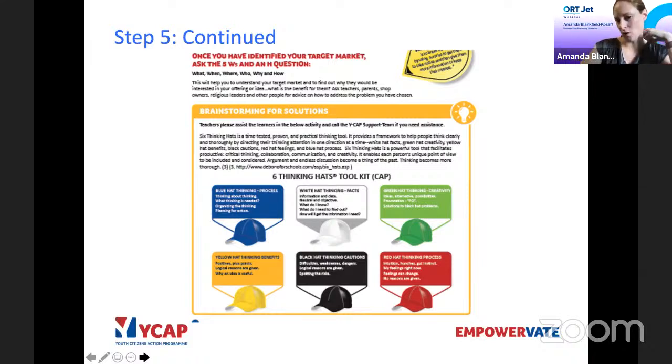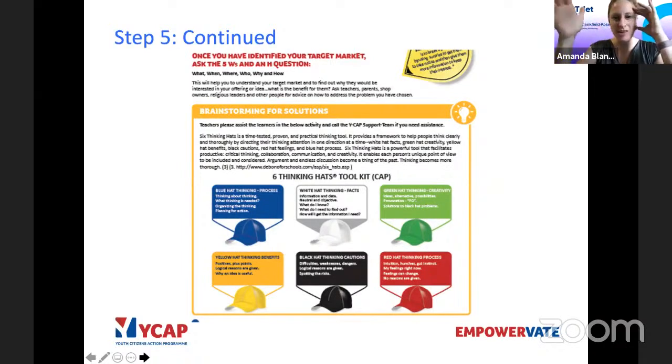Then your colleague is wearing the white hat, and the white hat is about the facts. So what information and data do we need? We're neutral and objective. What do I know? What do I need to find out? How do I get the information I need? So it's all about facts. That's the white hat person.